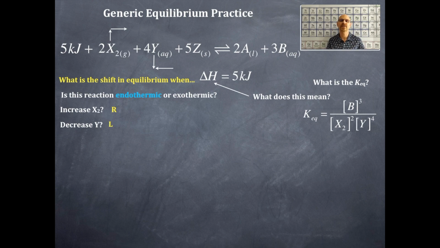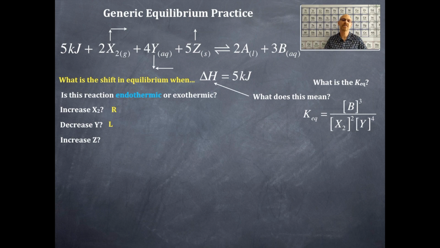So that's a left shift towards reactants. Okay. All right. The next one is what happens if you increase Z. So if you increase Z, now notice the state of matter of Z. It's a solid, and solids are not included in the K expression. So do they affect the value of the K?